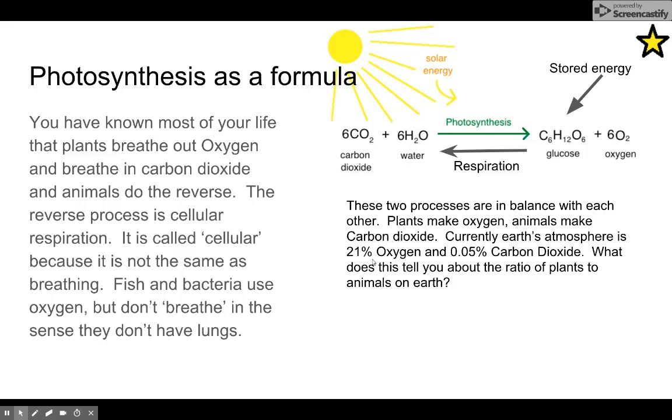Currently, the Earth's atmosphere is 21% oxygen, 0.05% carbon dioxide. So which process is running faster? The one that makes oxygen or the one that makes CO2 when these are the ratios? Again, you don't need to be taught this. Think about it.